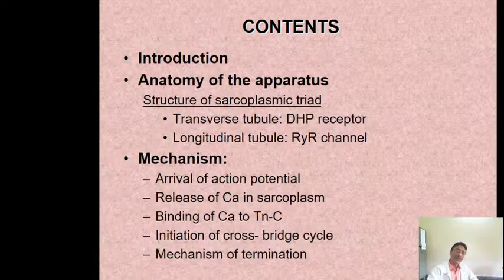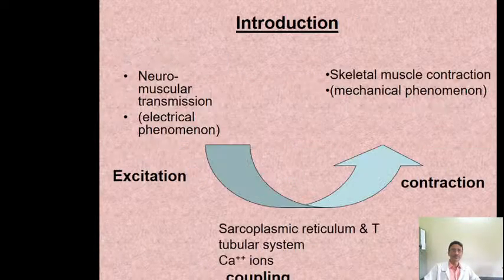After this shortening has taken place, in a few seconds the calcium will move away from the troponin. The troponin C will cover the active sites on the cross bridges, and then relaxation will take place. So this is the basic thing I have explained to you. We'll briefly go through the slides.